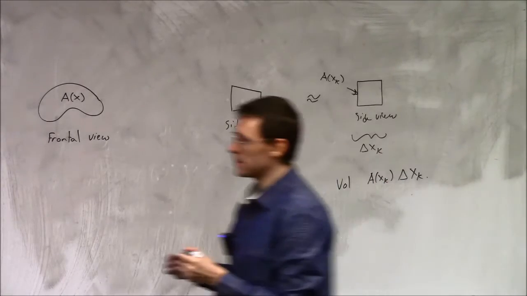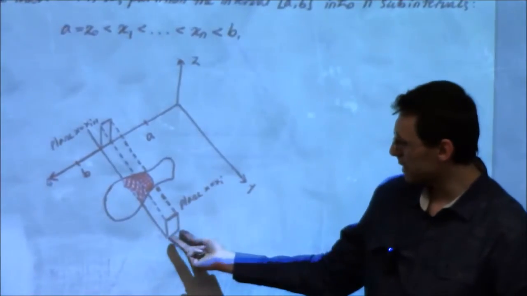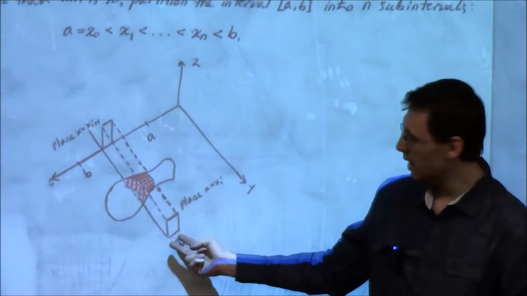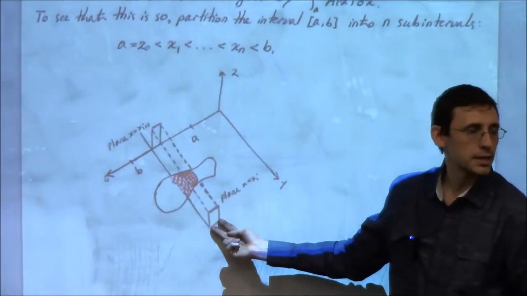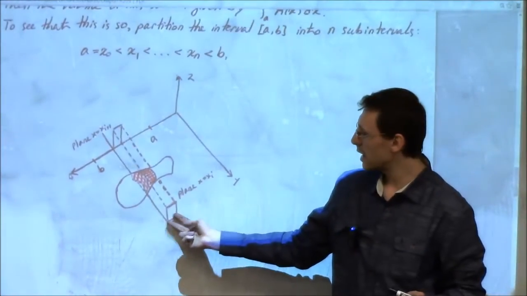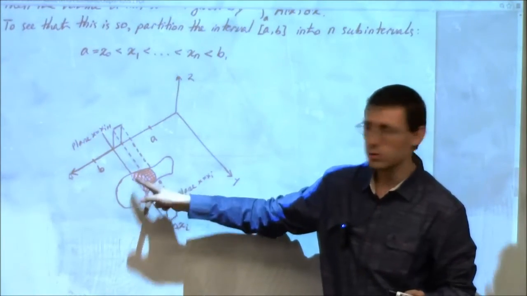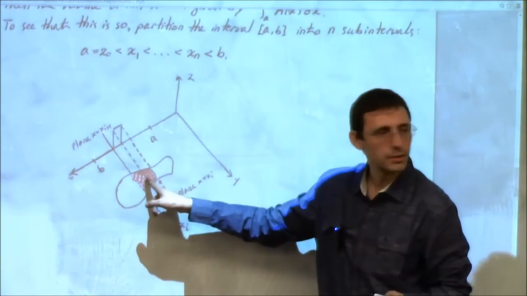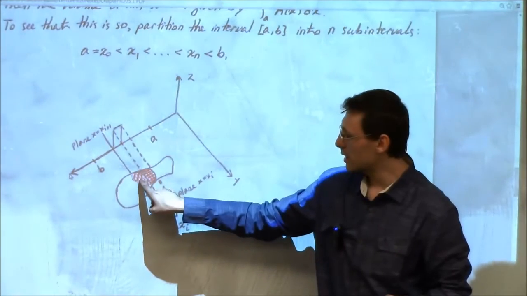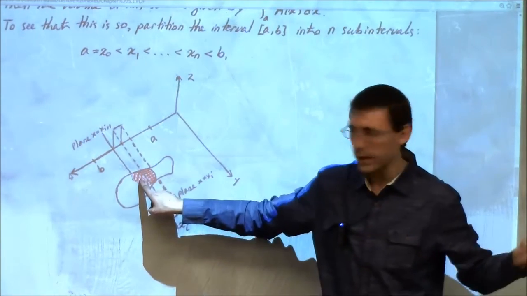Do you see it here in this picture? In essence, this shape, here is the view from the side. Delta xi, I call it i here, doesn't matter. This is the thickness of that slice, of the pastrami slice. And this is the cross-sectional area. So I want to say the volume of that red segment is just the area at the front, A of x, times the thickness.